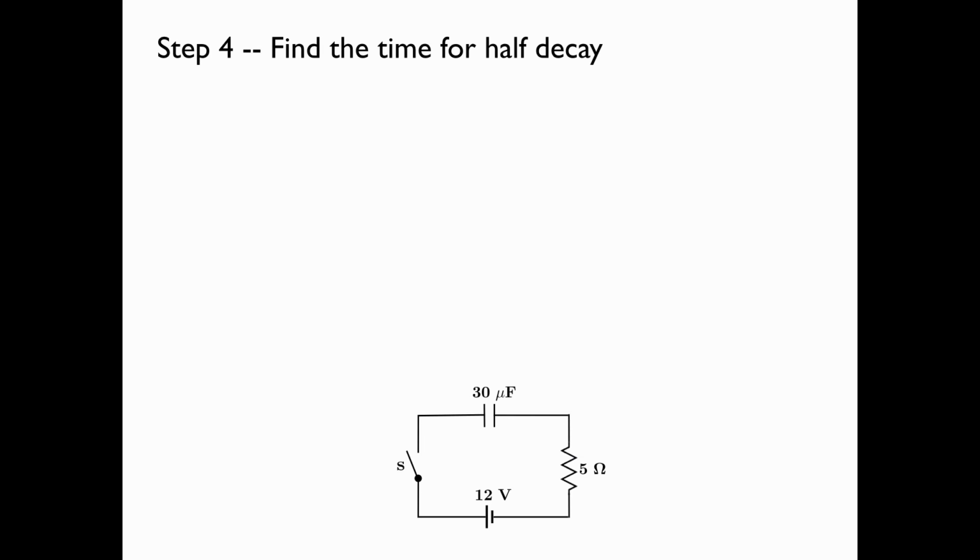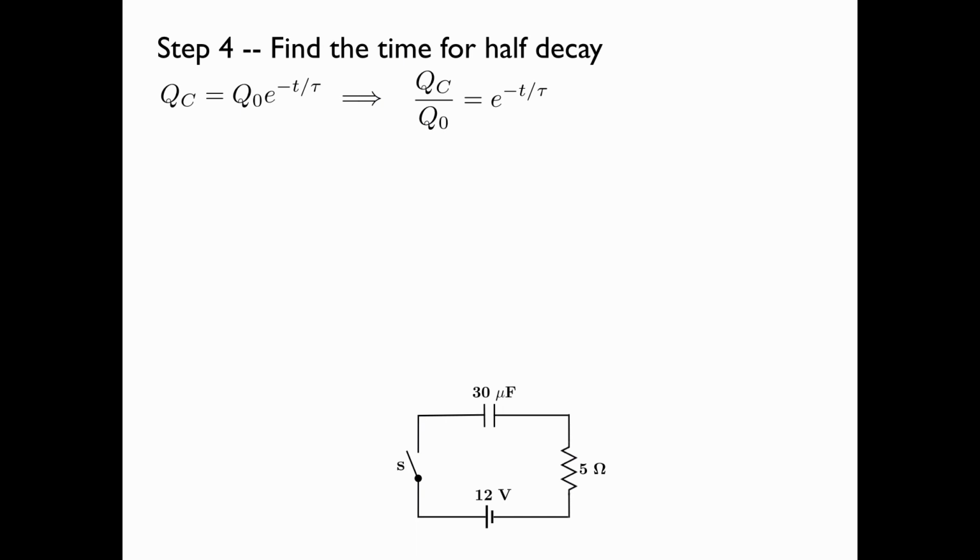Now we'll find the time for half of the charge across the capacitor to decay. We assume that it starts fully charged and then we open the switch. This expression gives us the charge on the capacitor as a function of time after a switch has been opened. Dividing both sides by Q0, which is the steady state charge, we have this expression.